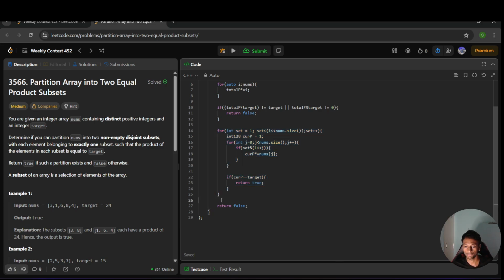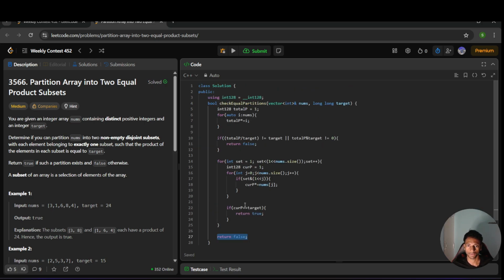After checking all of this, if I don't find any answer, then the partition is not possible. So I return false ultimately. Got it? This is clear.